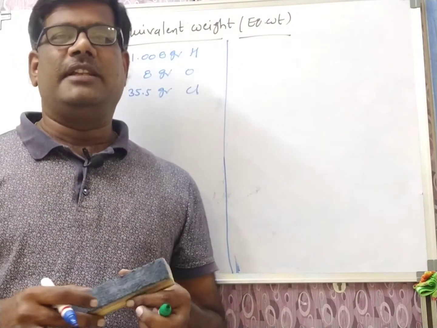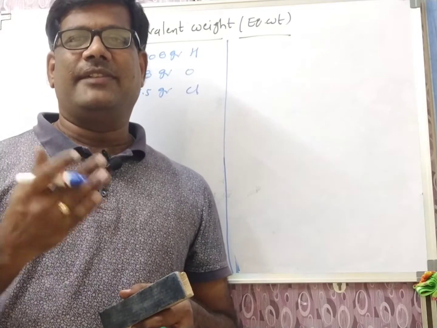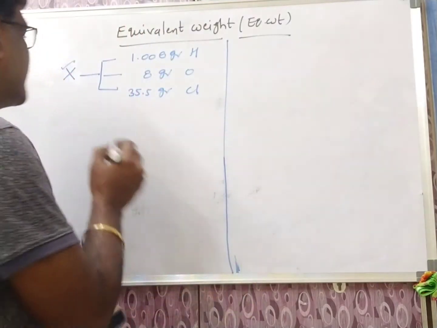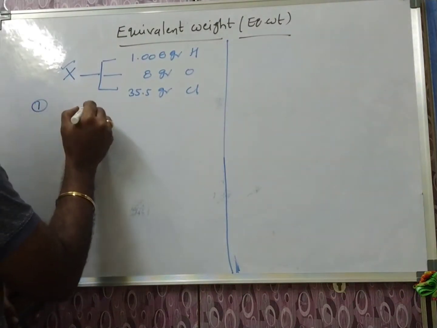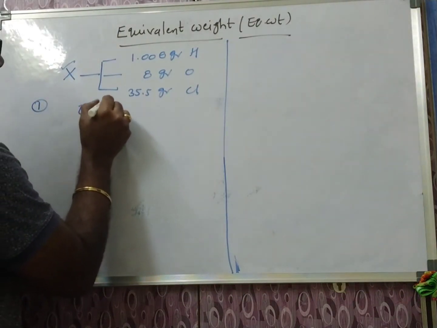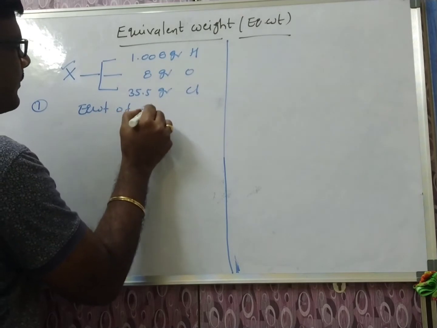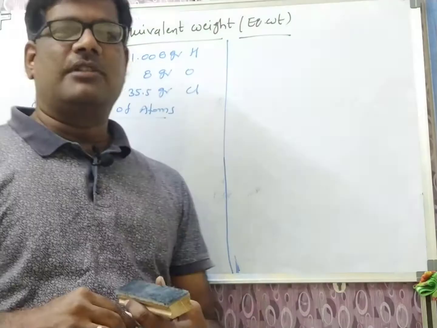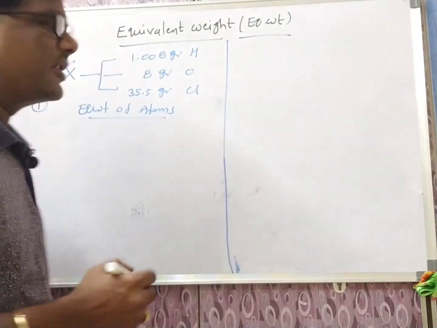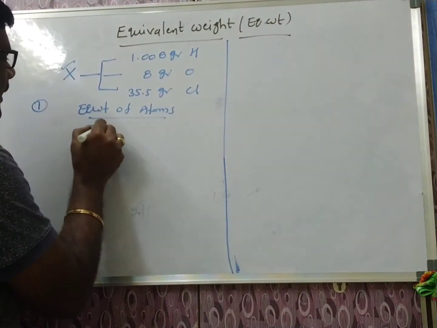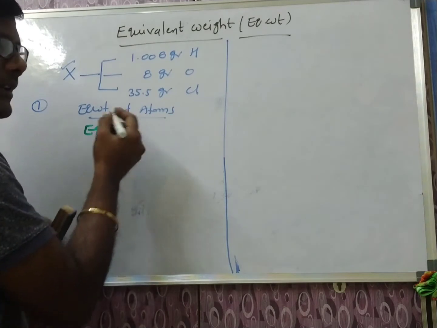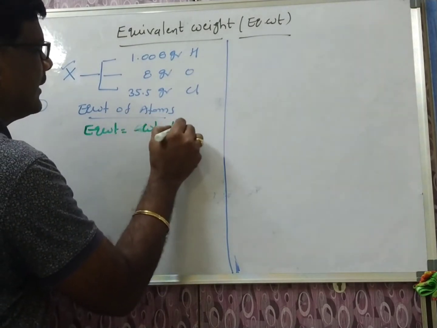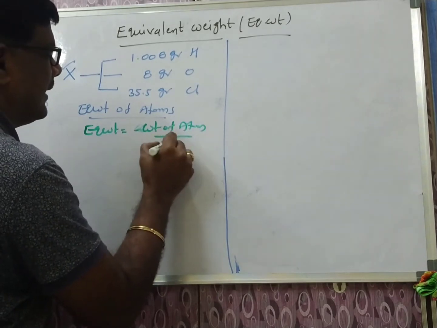How to calculate the equivalent weight? The equivalent weight of different substances can be calculated by using different formulas. For example, number 1, equivalent weight of atoms. For the atoms, how to calculate the equivalent weight? Simple equation: equivalent weight of atom equals weight of the atom by valency.